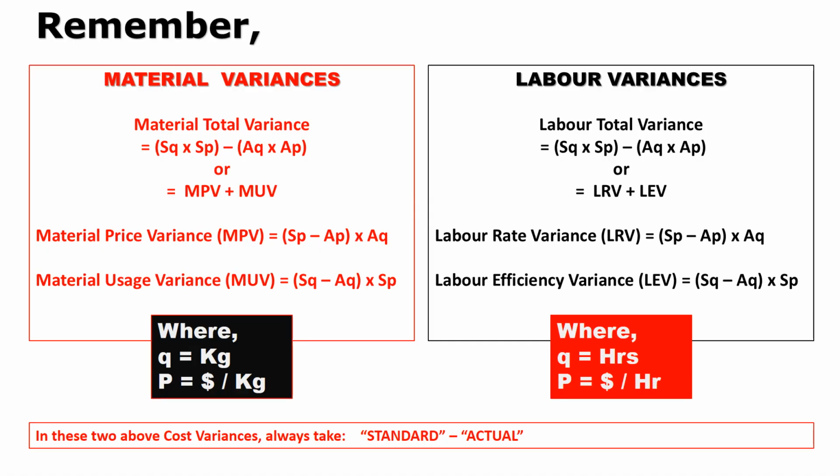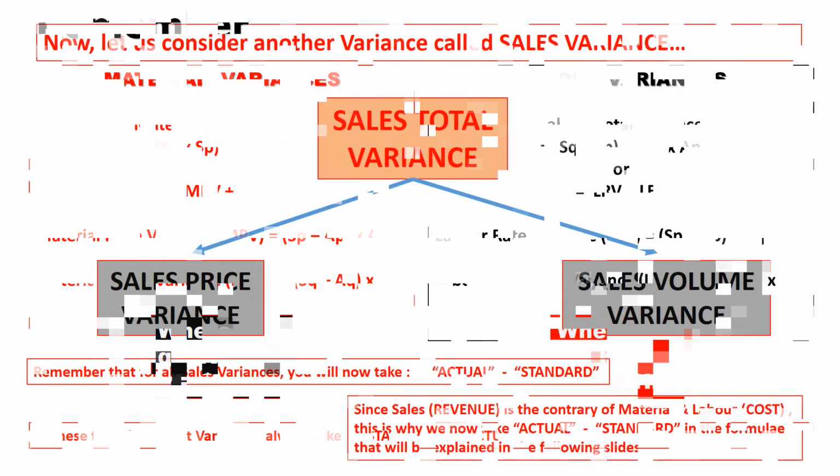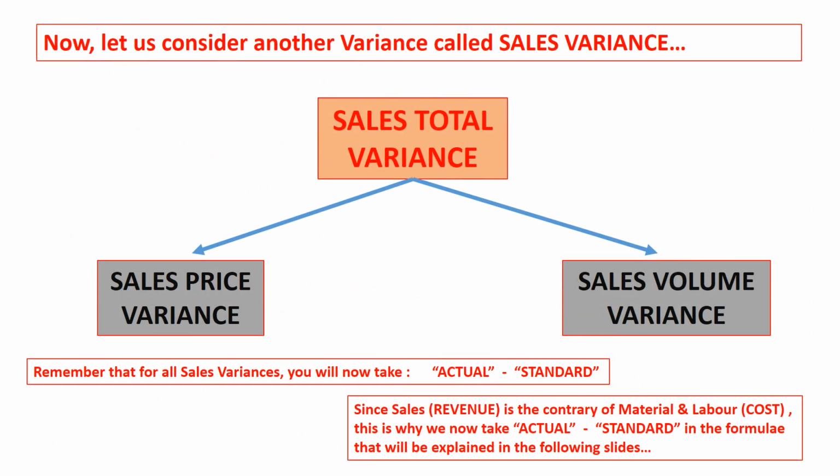Remember that in all the formulae for both material and labor variances, we were always taking standard figures minus actual figures. Material and labor variances are considered as cost variances. Now let us consider another variance called the sales variance. The sales total variance is subdivided into, firstly, the sales price variance, and secondly, the sales volume variance.